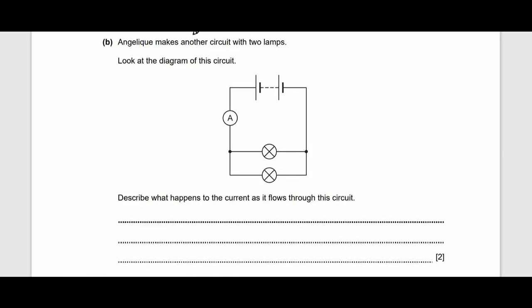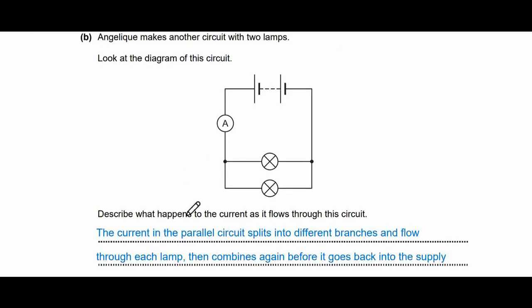Question B. Angelic makes another circuit with two lamps. Look at the diagram of this circuit. Describe what happens to current as it flows through this circuit. 10 seconds from now. 10, 9, 8, 7, 6, 5, 4, 3, 2, 1, 0. Let's open up the answer. The current in a parallel circuit splits into different branches and flows through each lamp and then combines again before it goes back to the supply.